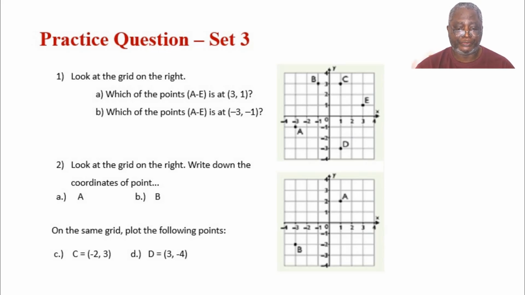Practice question set 3. 1. Look at the grid on the right. Which of the points A to E is at -3 by -1? Question 2. Look at the grid on the right. Write down the coordinates of point A, B. On the same grid, plot the following points. C is equal to -2 by 3, and D is equal to 3 by -4.